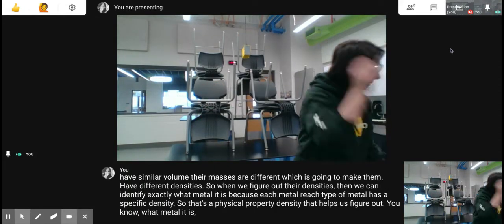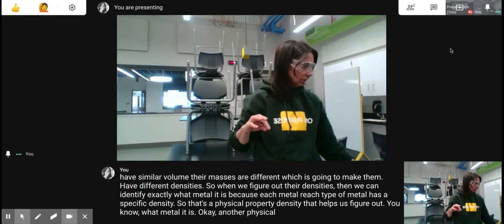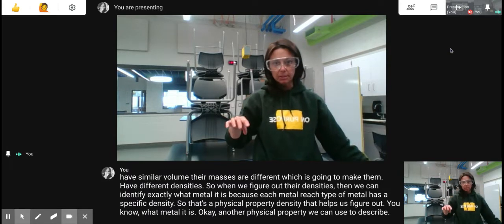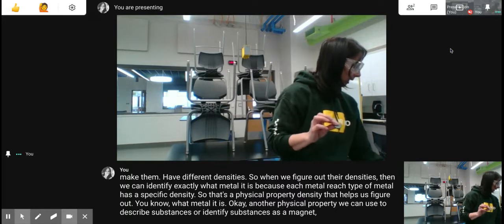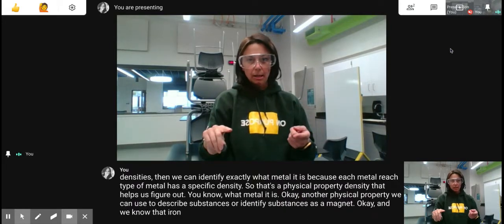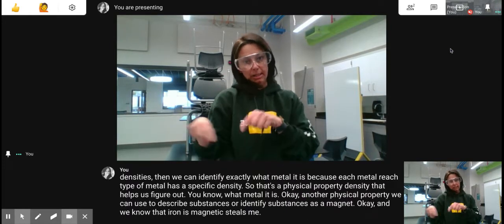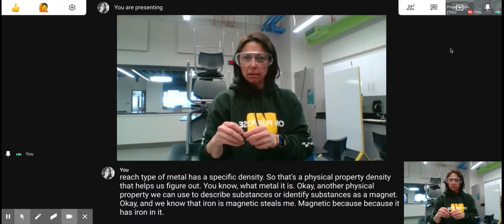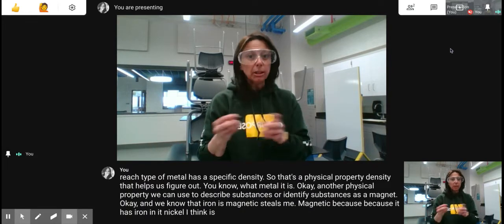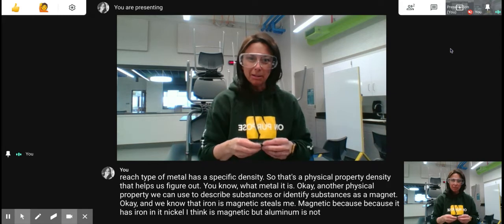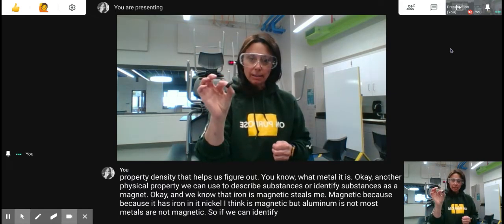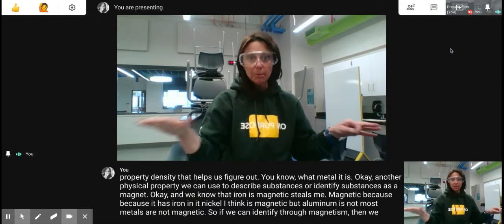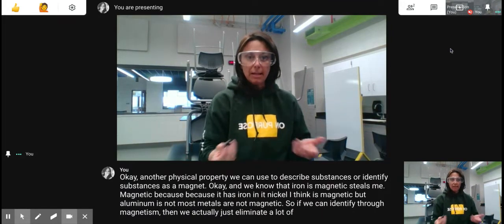Okay. Another physical property we can use to describe substances or identify substances is a magnet. Okay. And we know that iron is magnetic. Steel is magnetic because it has iron in it. Nickel, I think, is magnetic, but aluminum is not. Most metals are not magnetic. So if we can identify through magnetism, then we actually just eliminate a lot of metals right there based on magnetism.